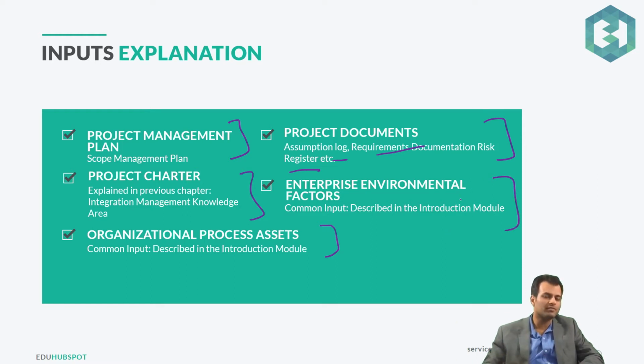Then we have the common inputs, the EEF and OPA. Remember the EEF, the enterprise environmental factors, something which is not in control of the project team, like your organizational culture. That's the biggest example. OPA, same thing, your processes, your procedures, your policies, your lessons learned, all those are part of your OPA. So these are the common ones you can keep.